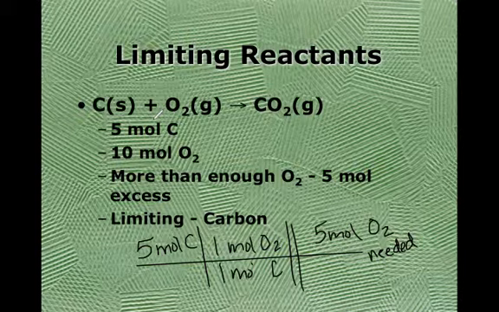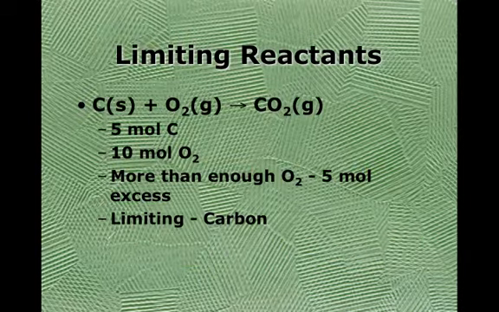If I had done the calculation in the other direction, so I would have started with 10 moles of O2, how many moles of carbon would I need? 10. And I only have 5, so do I have enough now? No. So either way, carbon is my limiting reactant, just showing that it doesn't matter which number you start with. You're still going to get carbon as the limiting reactant, oxygen is the excess. We were going to use up 5 moles of oxygen, so we have 5 moles excess, 5 moles extra, and the limiting is the carbon.